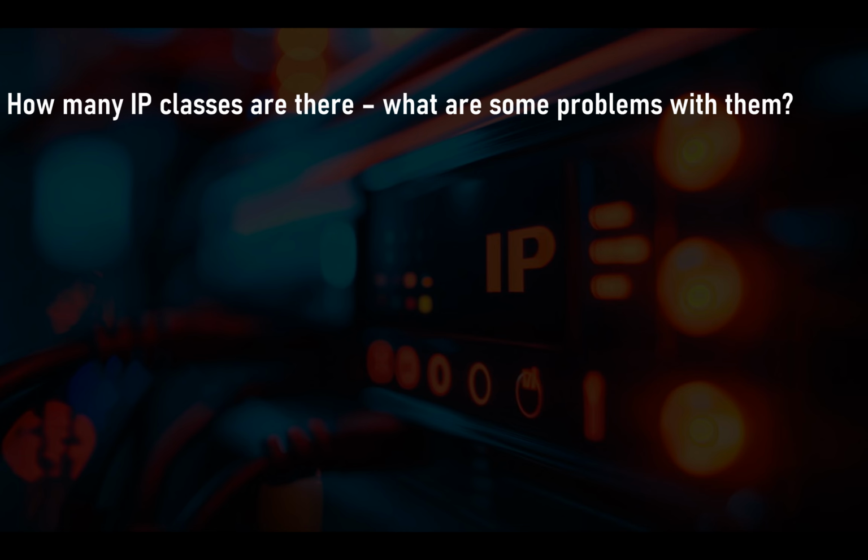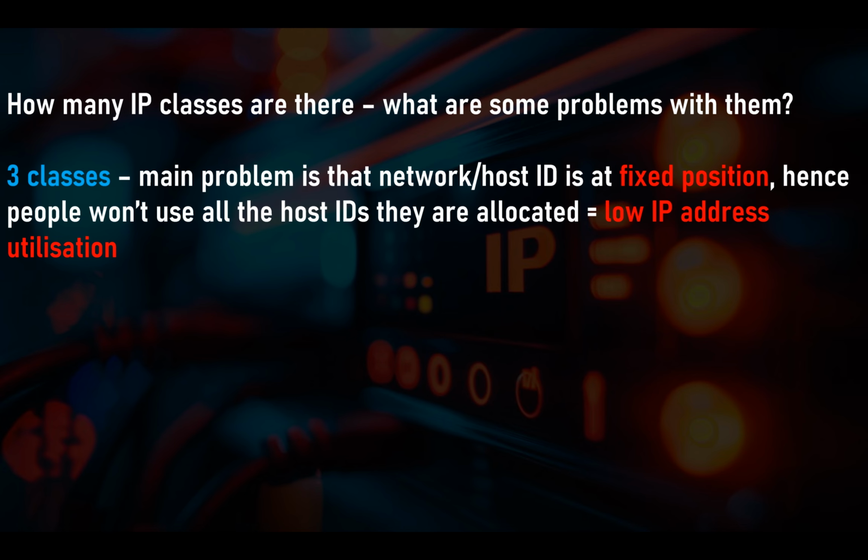Right, so let's think then, how many IP classes are there, or were there, since again this is not really used, and what are some problems with them? Hopefully you remember the 3 classes are A, B, and C. The main problem is that the network ID and host ID are at a fixed bit position. Hence people won't use all of the host IDs that they're allocated or that they bought. Therefore that's going to be low IP address utilization. And since we only have 4.3 billion IPv4 addresses, we don't really want to waste them.